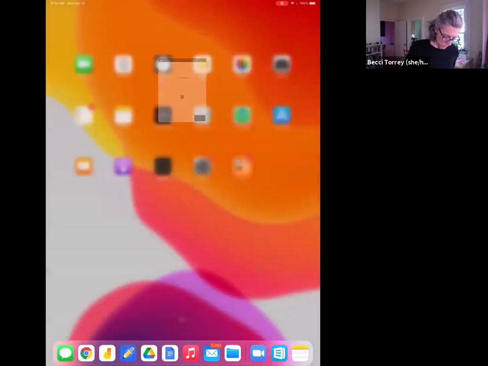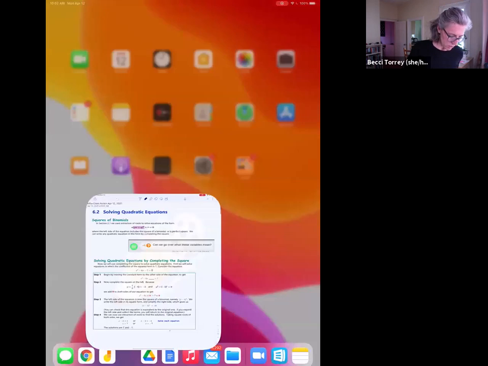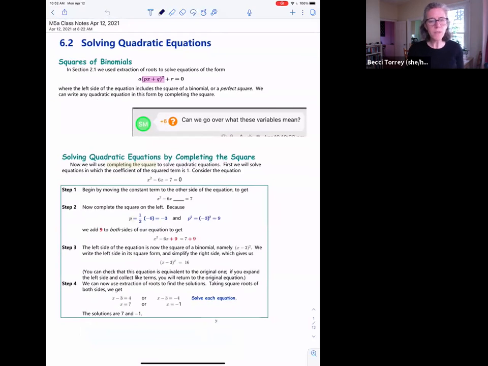Okay, so I'm going to share my screen and we'll go over some perusal questions and also some examples, especially for the inequalities. I think it's important to see some examples of how that works. So here we go. Solving quadratic equations.